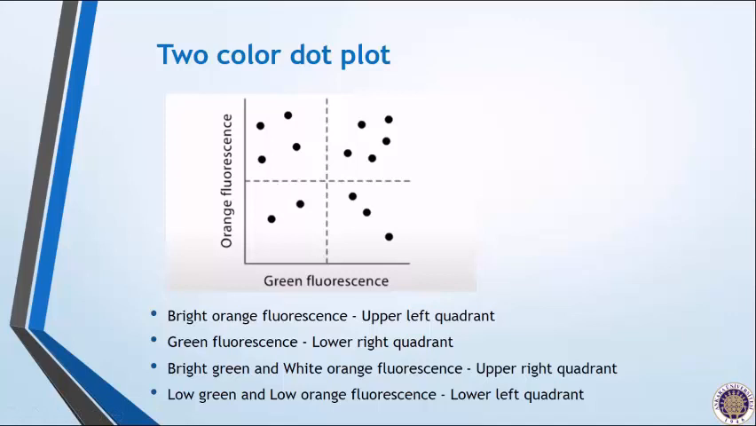terms of quadrants. Cells with only bright orange fluorescence appear in the upper left quadrant. Cells with only green fluorescence appear in the lower right quadrant. Cells with both bright green and bright orange fluorescence appear in the upper right quadrant, and finally cells with both low green and low orange fluorescence appear in the lower left quadrant. In that sense, multiple parameters are necessary to dissect complex biological systems.